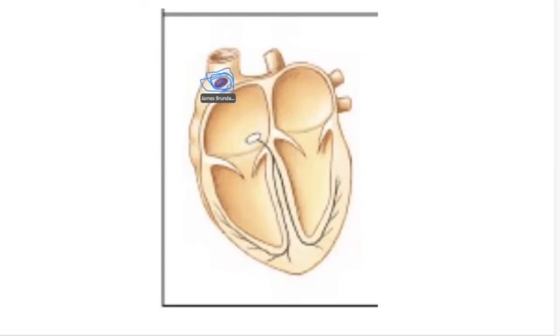Circle the approximate region in this. Okay, yep. So that's the sinoatrial node. Okay, so then where does the activation go next? What is the next tissue to get activated?